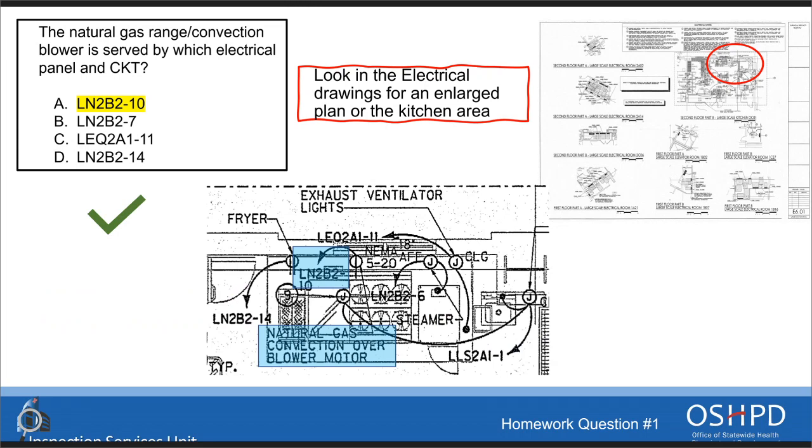As I said, we looked at that enlarged kitchen plan, and then right on the plan, highlighted in blue, we see the natural gas convection overblower motor that's pointing to the dedicated receptacle. And we see that dedicated receptacle is in fact circuited to LN2B-10. Now, as an electrical engineer myself, a mathematician, I like to check my work, and you could easily do that by going to the panel board LN2B210. And if you do look at that, you will see on that panel schedule, it calls out this natural gas convection overblower motor.